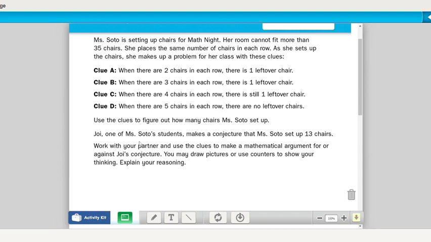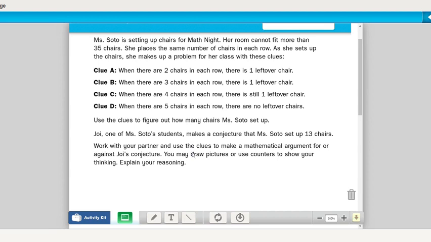Joy, one of Miss Soto's students, made a conjecture, that's an educated guess using math, that Miss Soto set up 13 chairs. You're going to work by yourself. You're going to use these clues. You can draw pictures or counters to show your thinking, and you have to say whether you agree with Joy or you disagree with Joy. And you also have to explain your thinking.